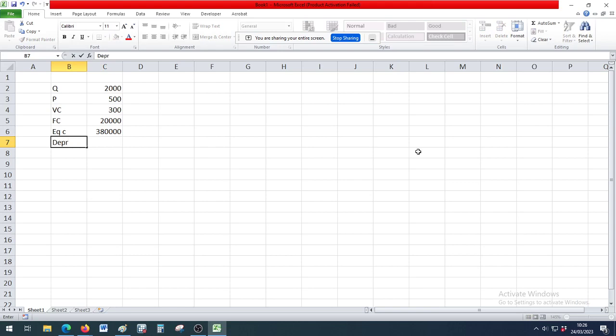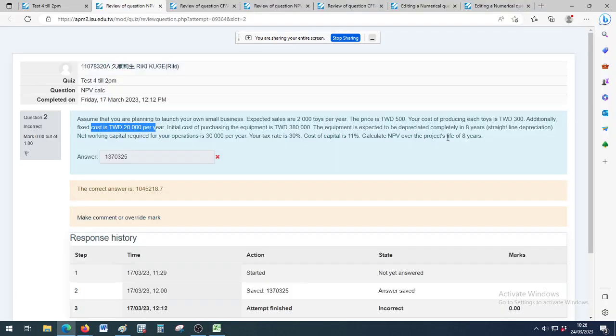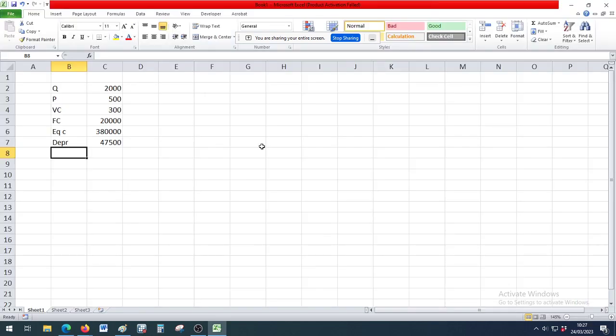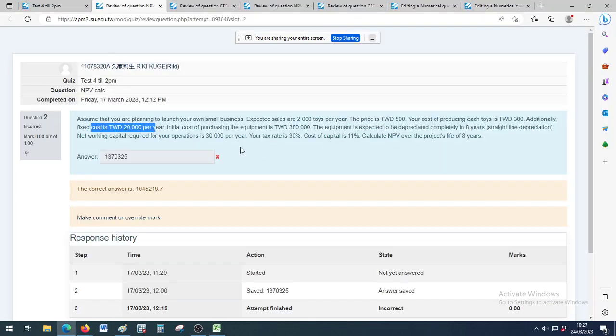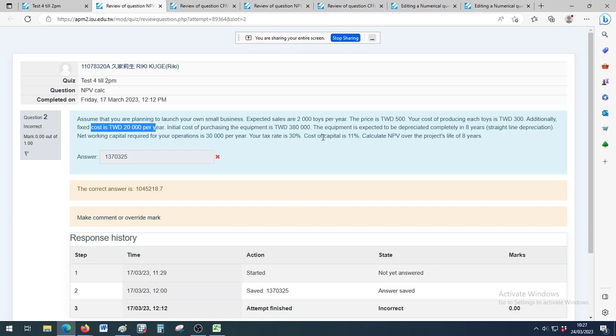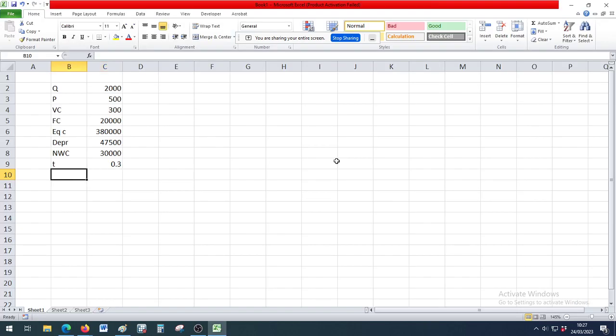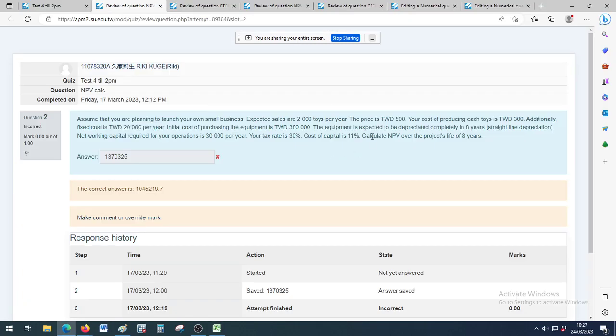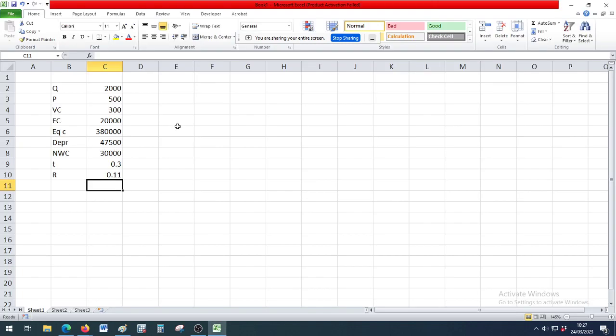So depreciation in 8 years straight line, so every year the same amount is going to be this divided by 8, right? Okay, straight line depreciation. Net working capital required for operation is 30,000. So net working capital should be 30,000. And your tax rate is 30%. Cost of capital is 11%. Calculate NPV over the project life of 8 years.